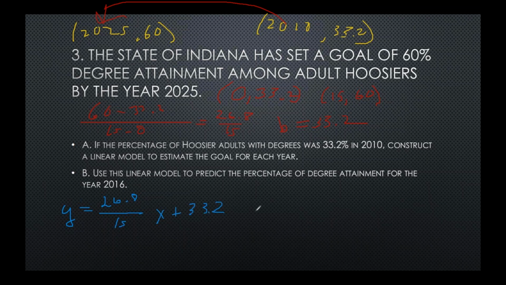Very good. Okay, then part B says use that to predict the percentage of degree attainment for the year 2016. What value of x would you use in 2016? 6, exactly, because 2010 was 0. So 2016 is 6 years later. So you'd plug 6 in, 26.8 over 15 times 6. I'll use the multiplication dot, plus 33.2.